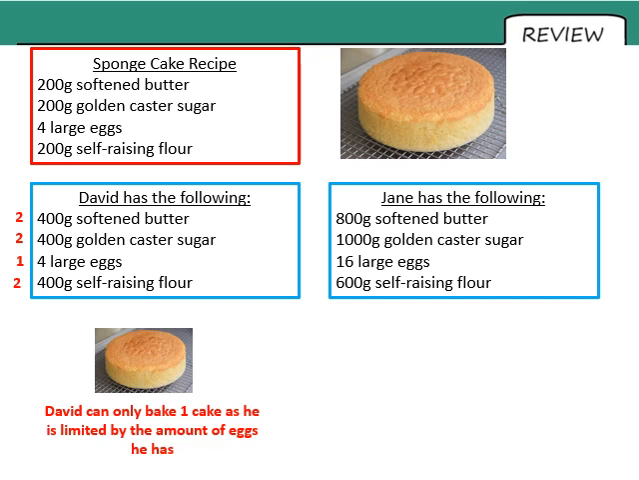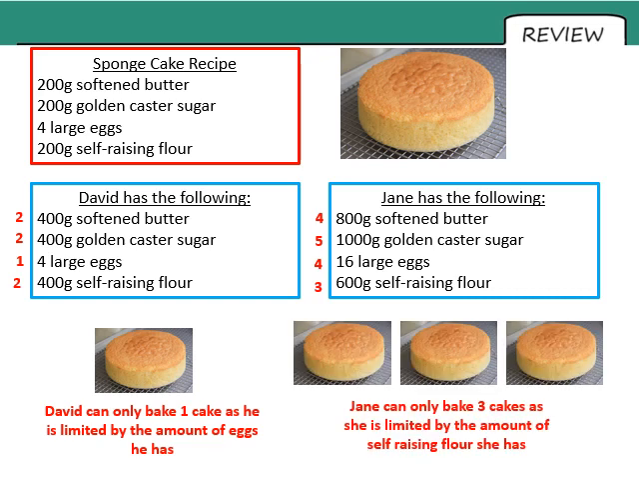If you look at Jane then, she's got enough butter for 4 cakes, enough caster sugar for 5 cakes, enough eggs for 4 cakes, but only enough flour for 3 cakes. This means Jane, following that exact recipe, can only bake a maximum of 3 cakes because she is limited by the amount of self-raising flour.